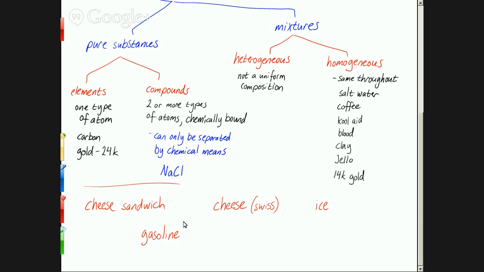You ever see the numbers on the gas pumps, where the different pumps have different numbers? What is the number for? Octane. Octane is a molecule. It's a compound that makes up most of gasoline, and that number tells you how much octane is in there. So I think gasoline fits best in the mixture category, and I would say it's a homogeneous mixture.